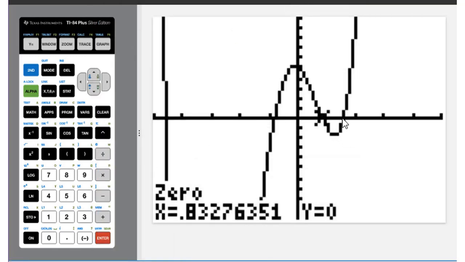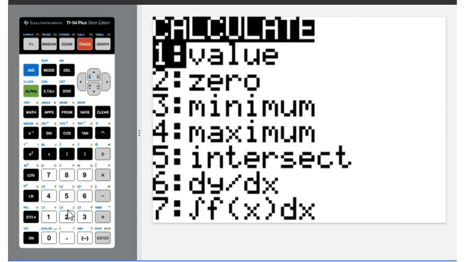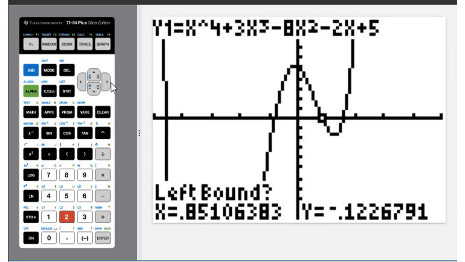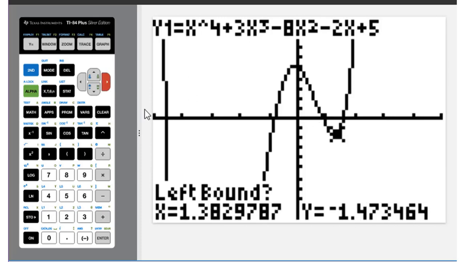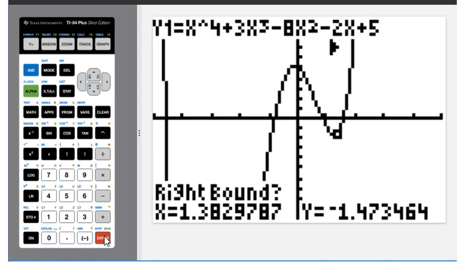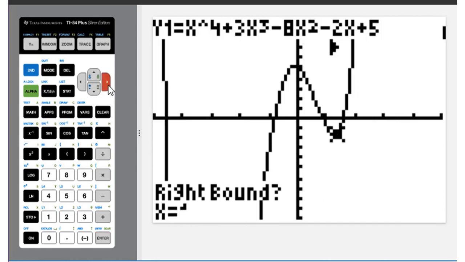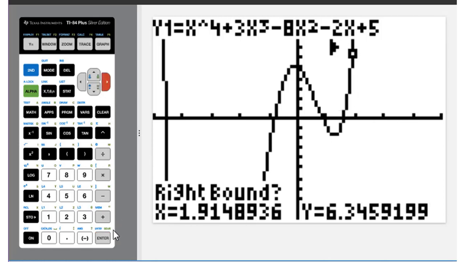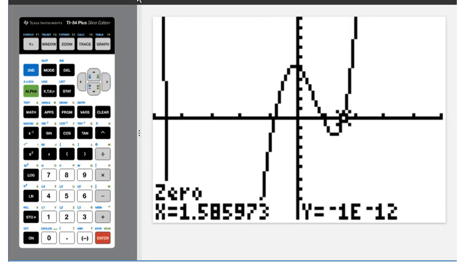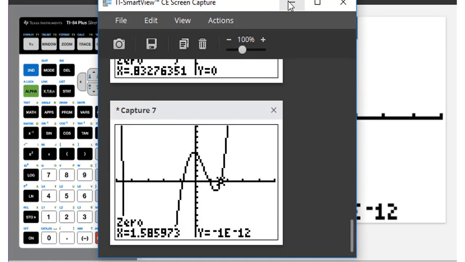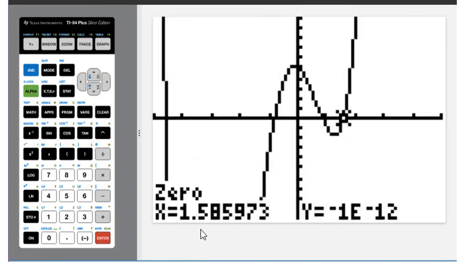Now let's go to the last zero. So we do second trace 2. Move the arrow close. That's a left bound, enter. Left means on the left side of the zero. So we're looking for the right bound. Let's move over here. Then we put the enter. So we got another zero. So we got all 4 zeros.